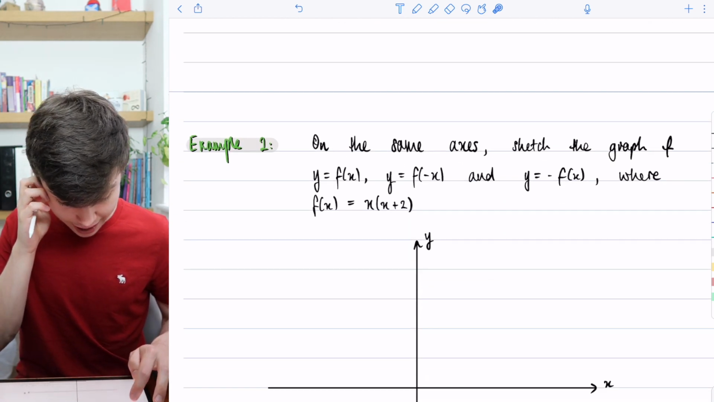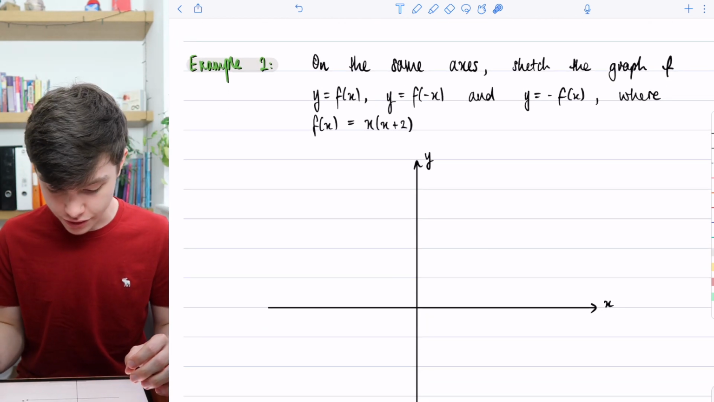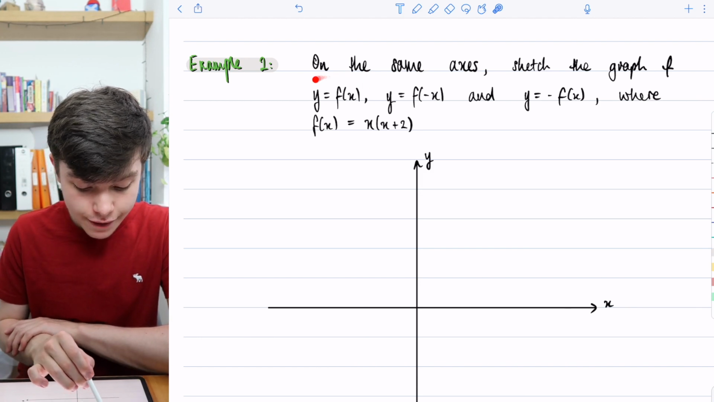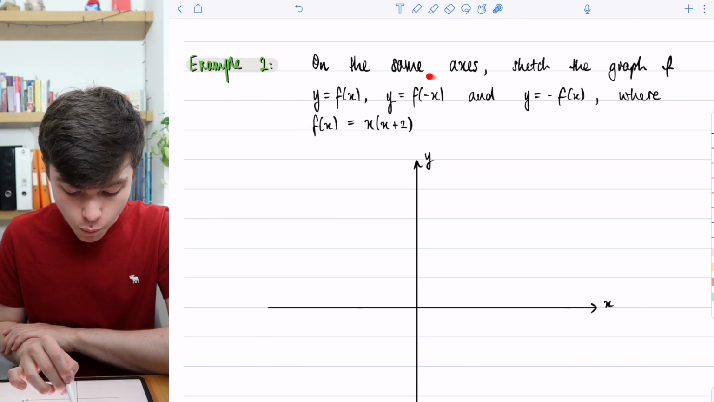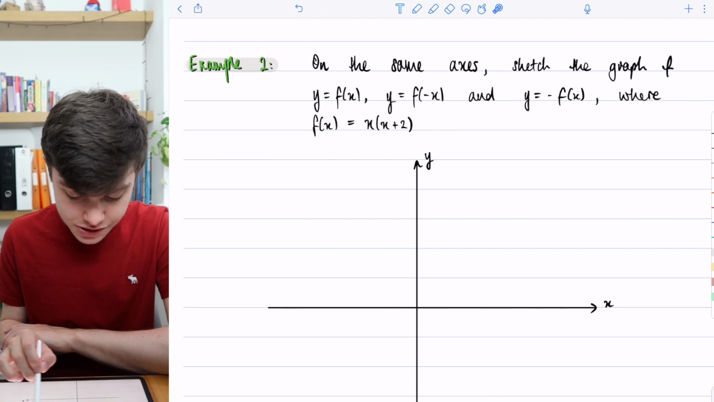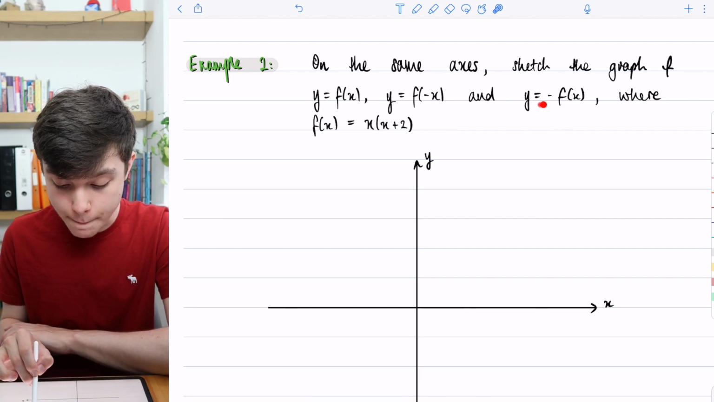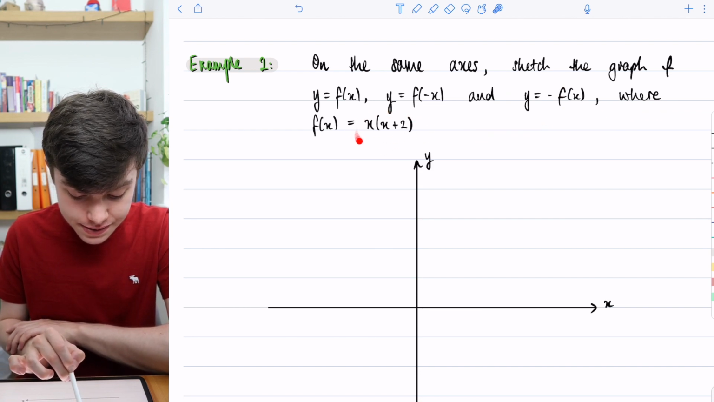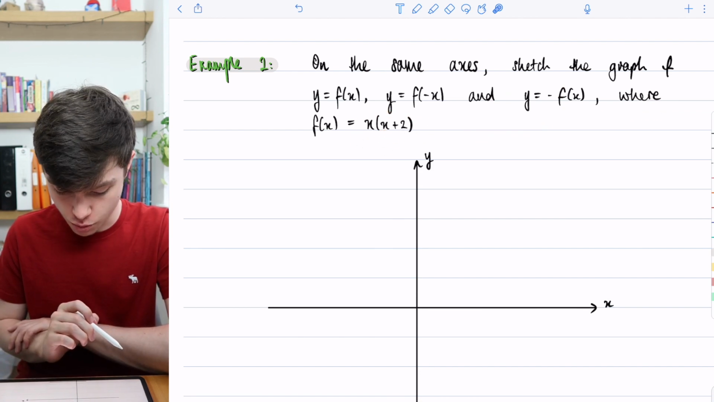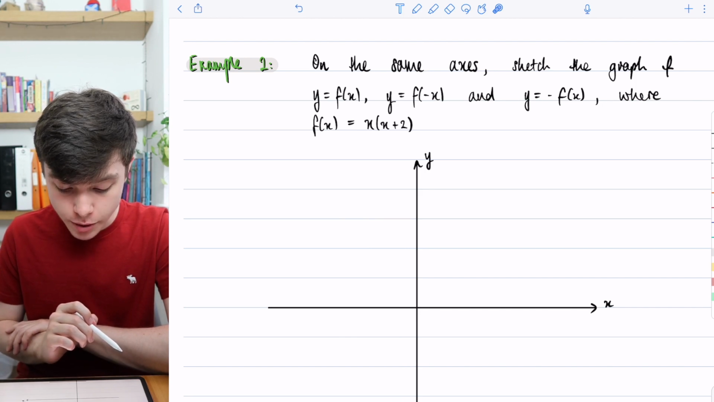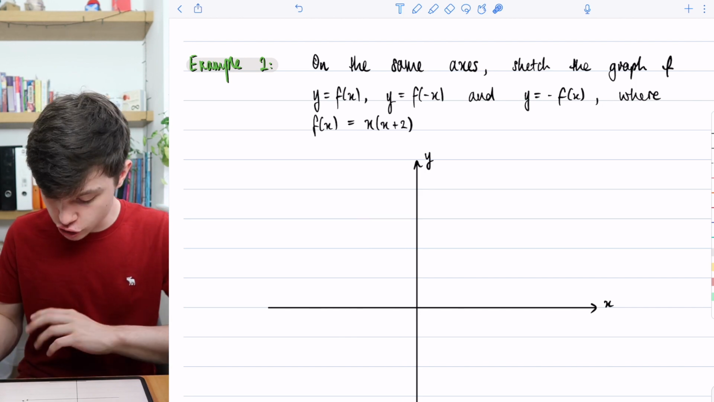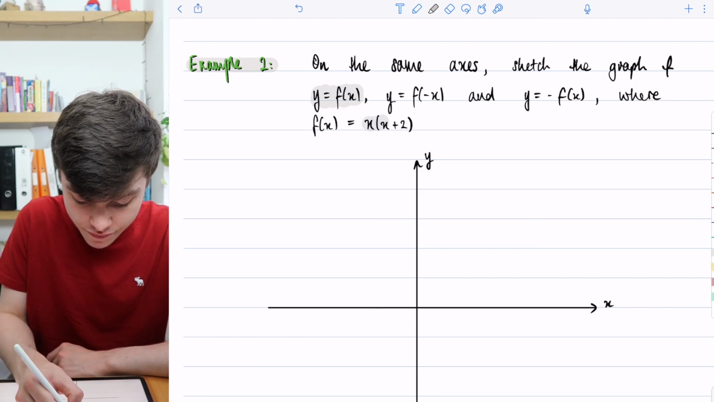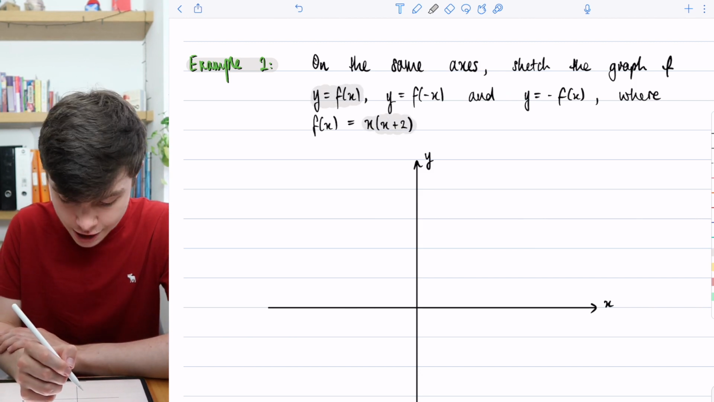Okay, let's have a look at a final example for this video. On the same axes, we want to sketch the graph of y is f of x, y is f of minus x, and y is equal to minus f of x, where f of x is x times x plus 2. I'm going to sketch my original graph first, so let's sketch f of x.